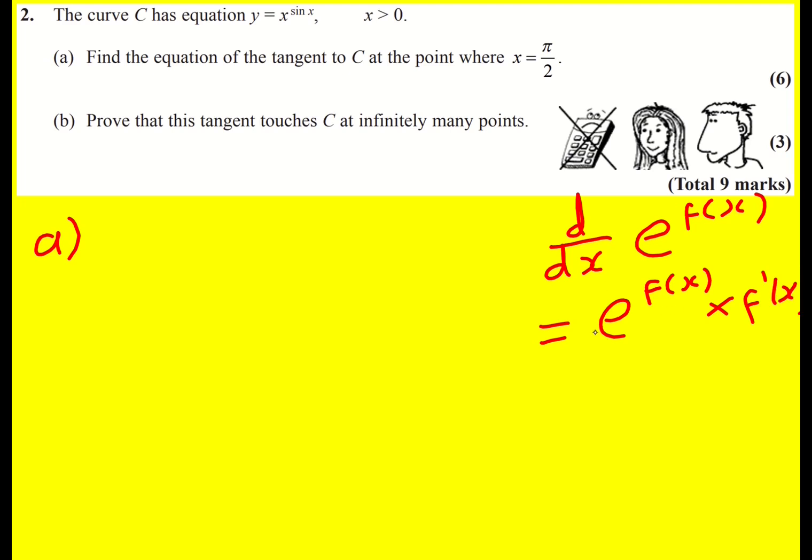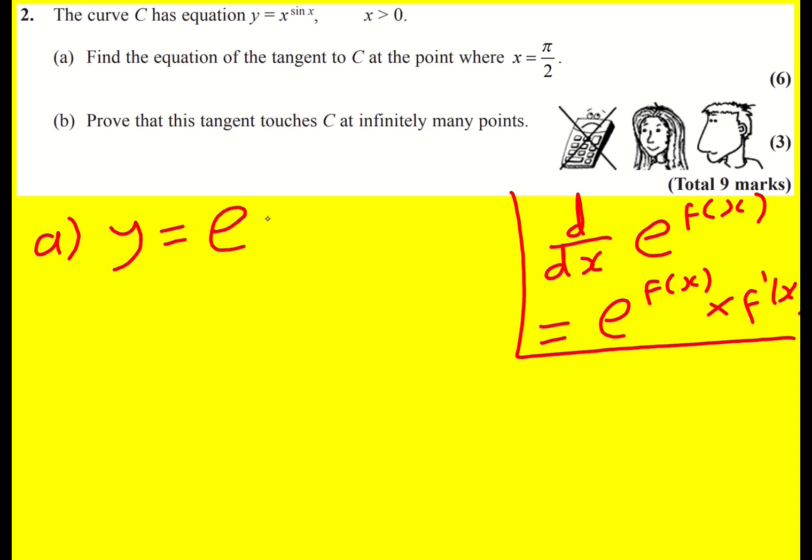Basically, you differentiate e to the f of x with respect to f of x, and then you times by the derivative. I'm not going to go through letting u equal f of x and using the chain rule. You should be familiar with that. But that is an important result, and it's going to be crucial for what we do now, because I'm going to try and write x to the sine x as e to the something.